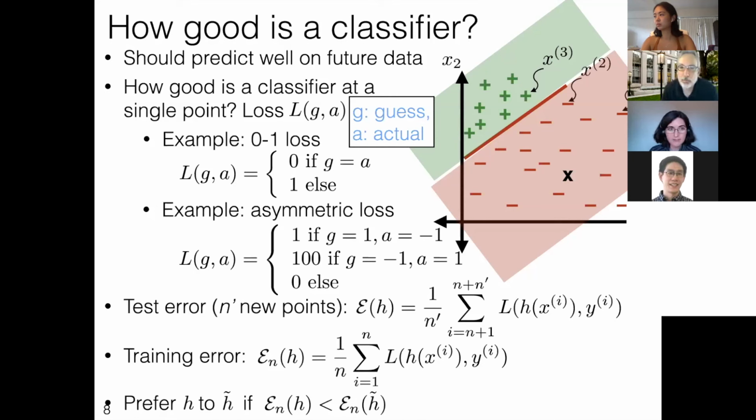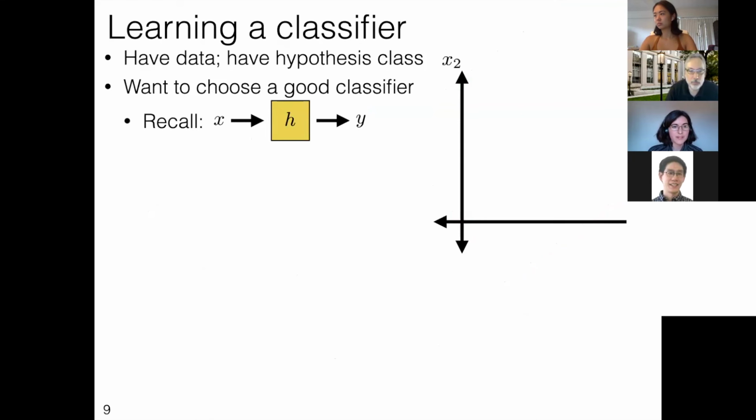Okay, so at this point, we have a notion of what makes a good classifier. And now let's start thinking about how we can learn a good classifier. If I have some data, how can I choose a classifier that is good? So imagine that I have data and I have my hypothesis class and I want to choose my good classifier. So this is where we are at this point. We know what data looks like. We know what a hypothesis class looks like. Like maybe I chose all these linear classifiers and I want to choose a good classifier.